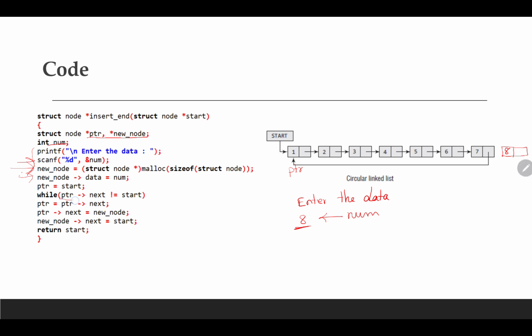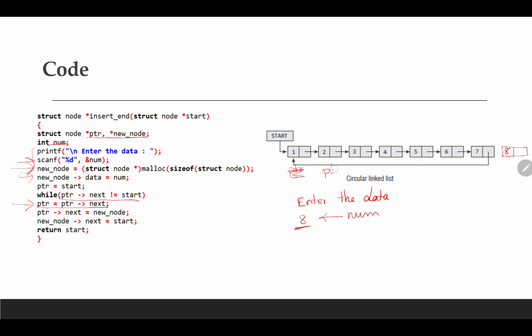Then we have to check the condition: PTR next is not equal to start. If this condition is true, it will execute the statement PTR is equal to PTR next. So we will check here. This is the PTR node, and we are checking whether PTR next is the start node. It is not the start node, so we have to execute the statement PTR is equal to PTR next.